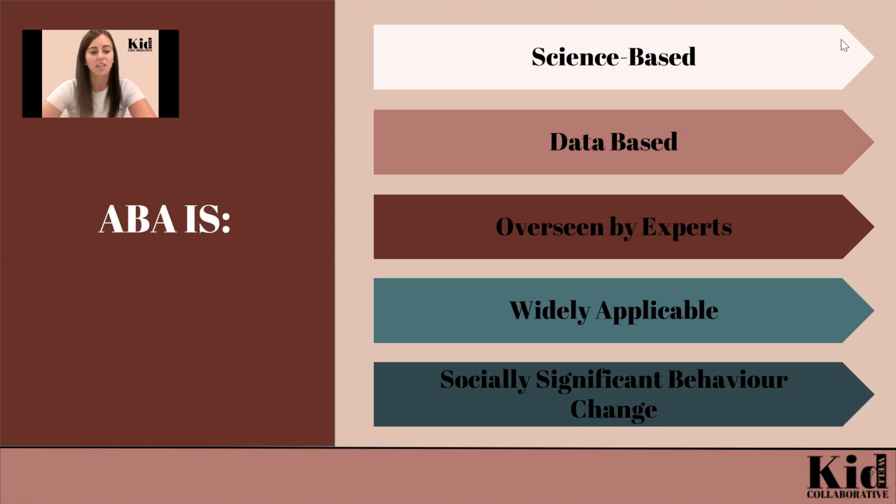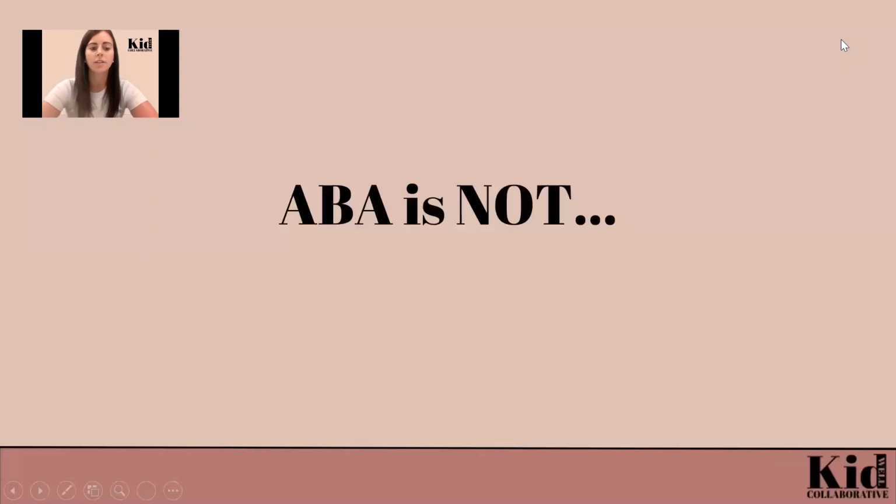The last thing, and I think the most important part of ABA, is that we focus on producing socially significant behavior change. This means that we focus on always ensuring that the changes have the most positive impact on the individual and their life. So we focus on teaching skills that are adaptive and meaningful for that individual. So we look at teaching things like toileting, feeding, self-care, communication. All of these would be considered socially significant.